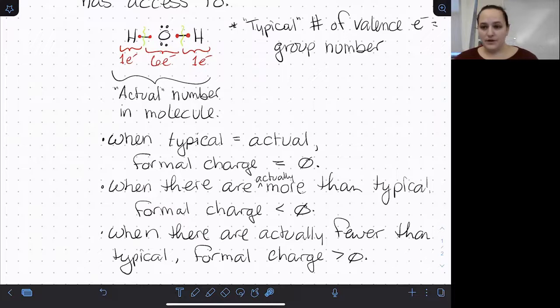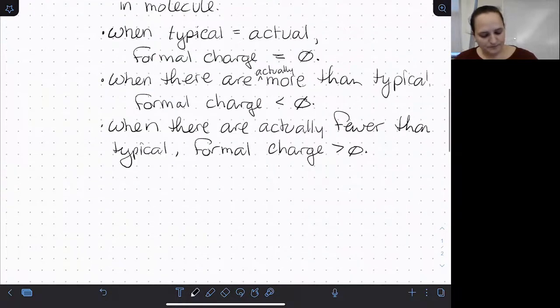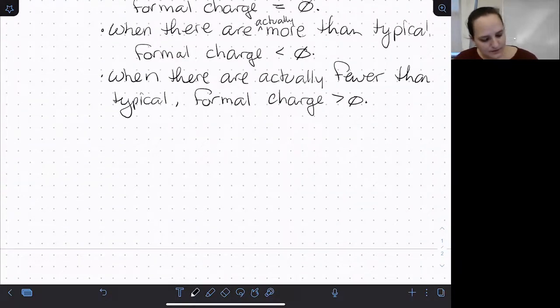So let's look at a couple other examples where our formal charge is not going to be equal to 0. So let's do 2 examples.